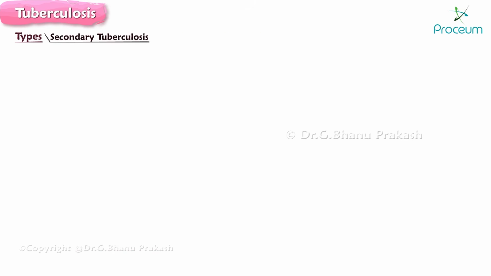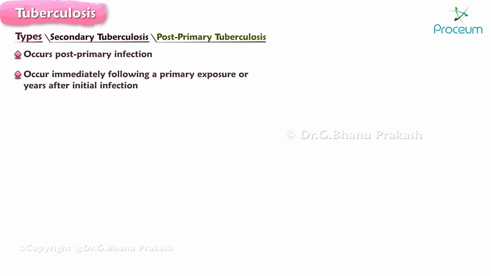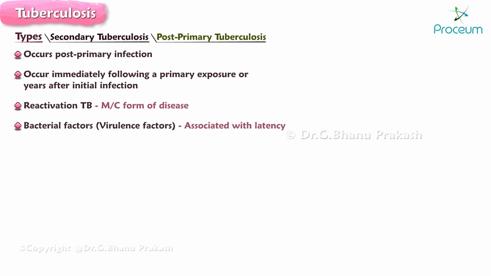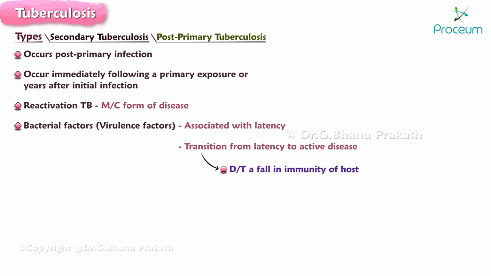Secondary tuberculosis, post-primary tuberculosis. It occurs post-primary infection and may occur immediately following a primary exposure or years after initial infection. Since reactivation tuberculosis is the most common form of the disease, bacterial factors associated with latency and transition from latency to active disease are important virulence factors. Reactivation of latent primary infection is mostly due to a fall in the immunity of the host. It's commonly seen in adults and affects one or both lung apices.